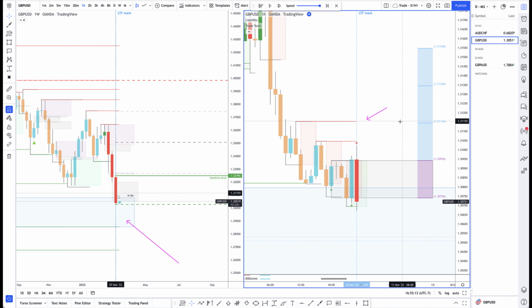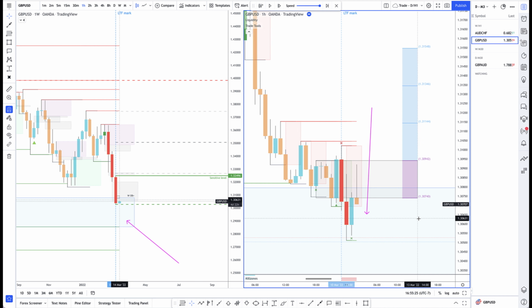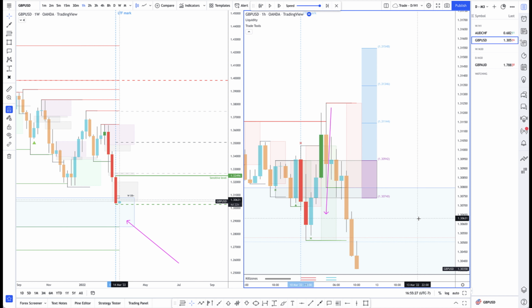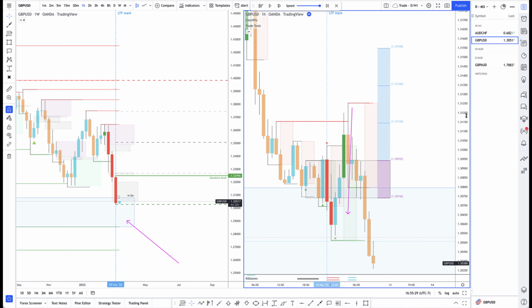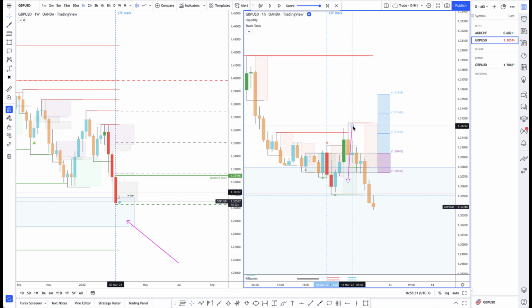There is not even a single pip, I think, that properly moved in my direction, and then price just fell through. And not only that, it just kept going down. So these were the three trades that I took. This was a complete loss. I had no chance to take out any partial here.